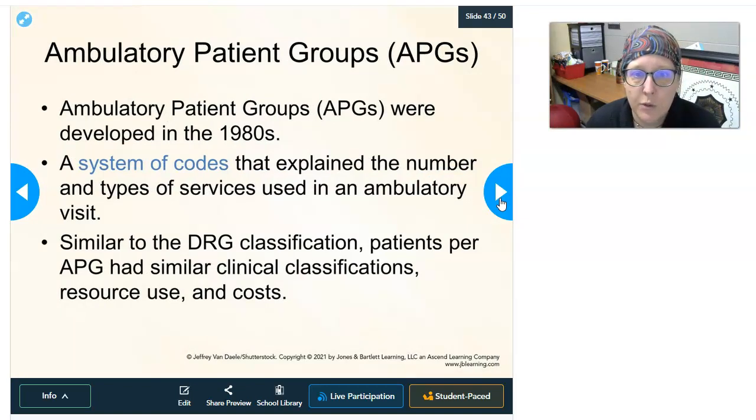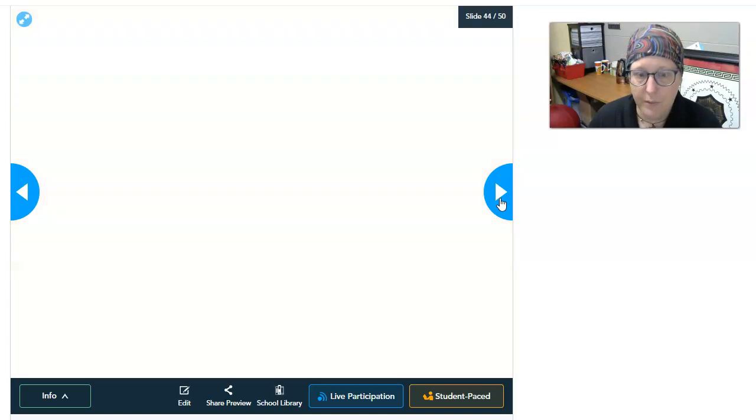And then you have ambulatory patient groups. They were developed in the late 80s as a system of codes that explained the number and types of services used in an ambulatory visit. So this would be, again, clinics, walk-in clinics, outpatient-type services, and that kind of stuff. They're similar to the DRG classification for hospitalizations, but the patients for APGs have similar clinical classifications, resource use, and costs. So it's just a different setting, but there's a lot of overlap there.